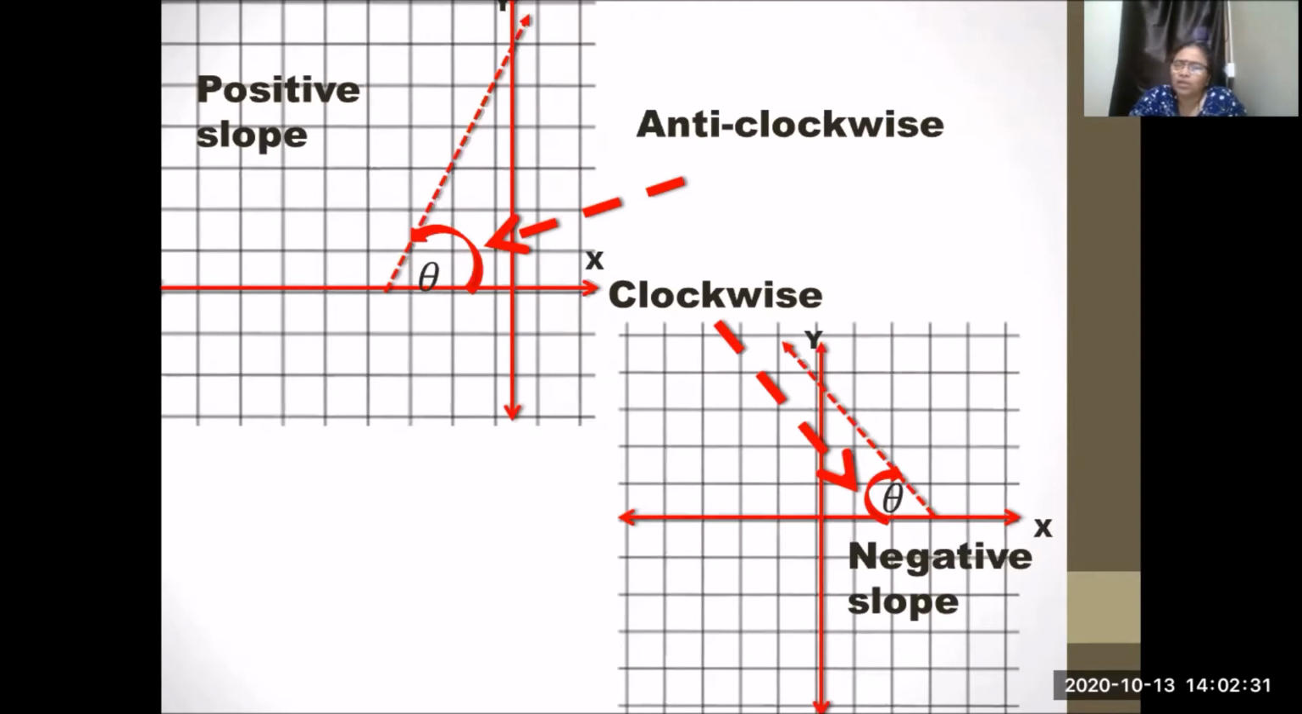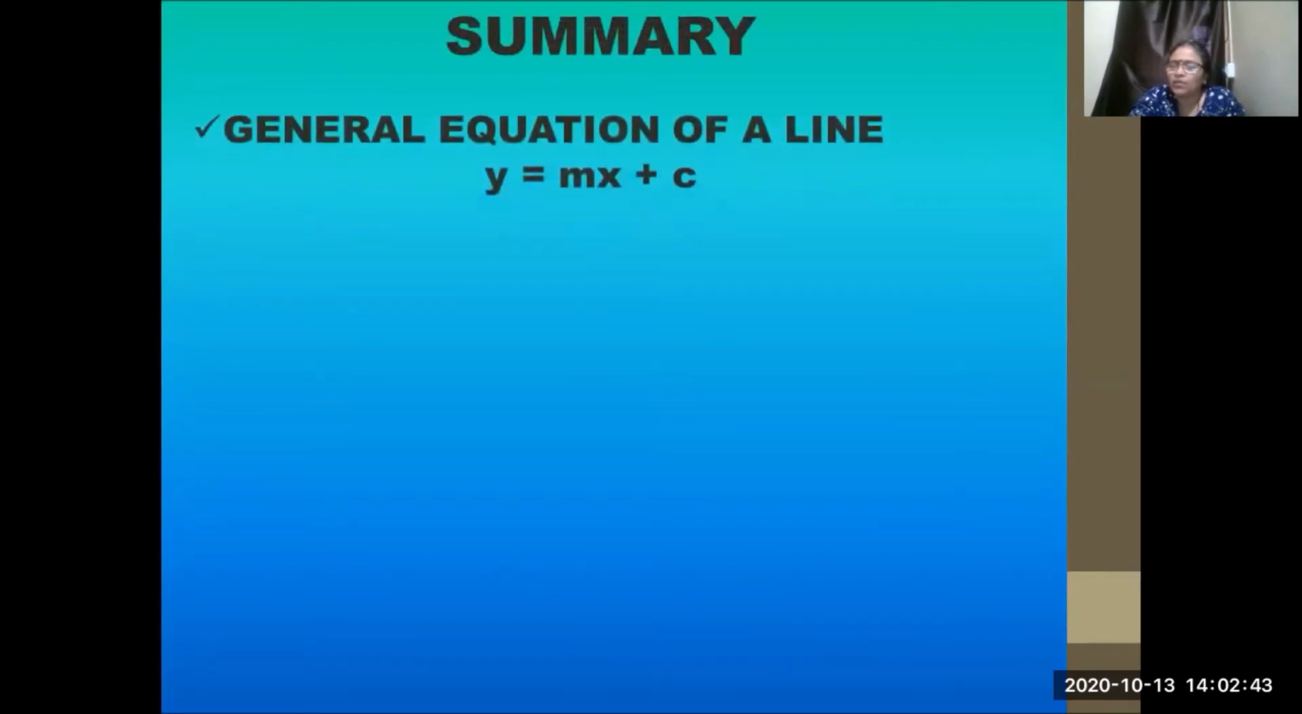Okay, so now let us summarize what all we saw in this section. सबसे पहले क्या देखा था? General equation of a line. What is it? y is equal to mx plus c. And उसके बाद, what is the slope?